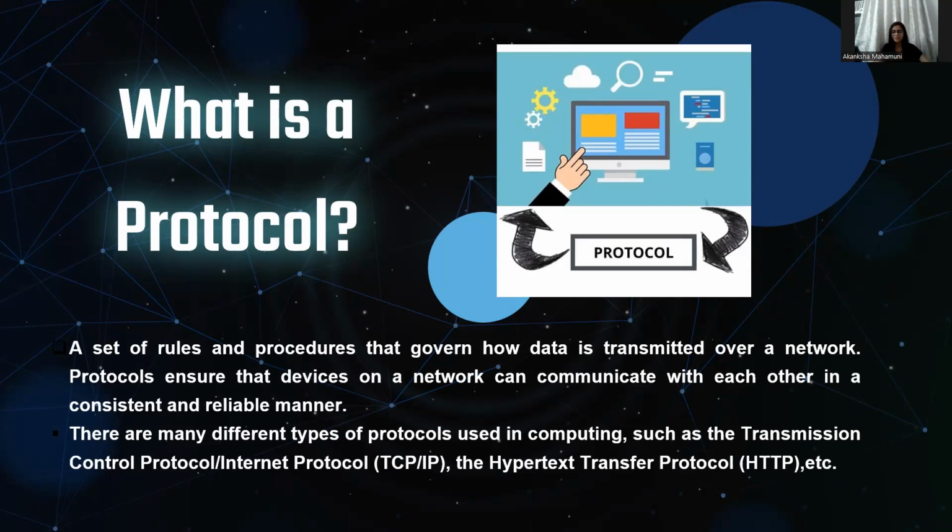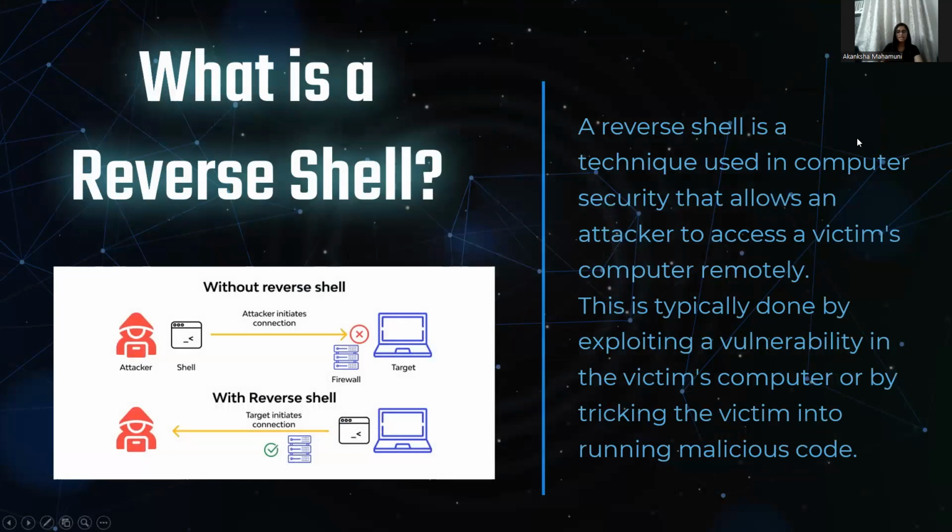Then there is the HTTP protocol, which is a set of rules provided in order to connect to the server of any website. Then what is a reverse shell network? So what is reverse shell hacking? Before reverse shell hacking, I would like to tell you that there are two types of hacking. One is bind shell hacking, then there is reverse shell hacking. In bind shell hacking, the server is the victim and the client is the attacker. But in reverse shell hacking, the server is the attacker and the client which is connecting to the server is the victim.